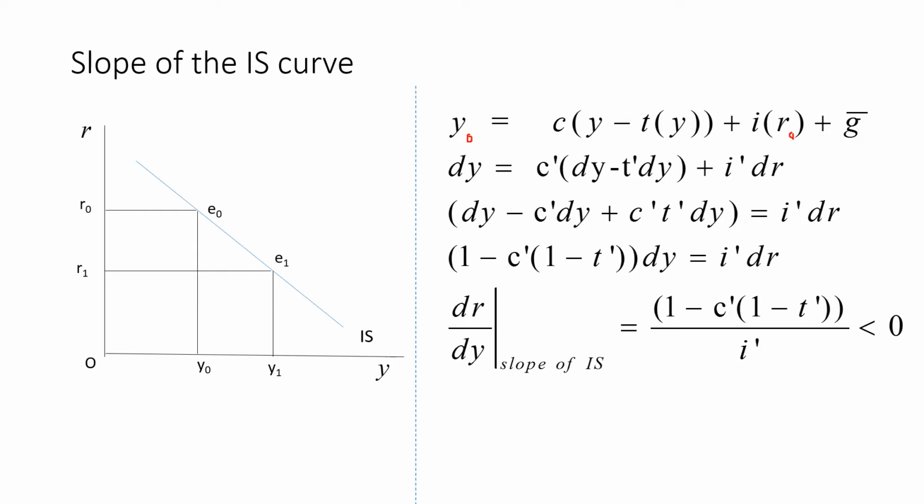So this was our first point here at E0. Then what we did is we reduced R from R0 to R1. So if you consider another R which is smaller than the initial one, like this one, what is going to happen? If you consider the equilibrium condition, if you lower R, investment is going to increase, because investment is inversely related to the rate of interest.